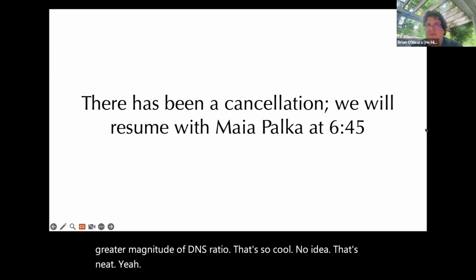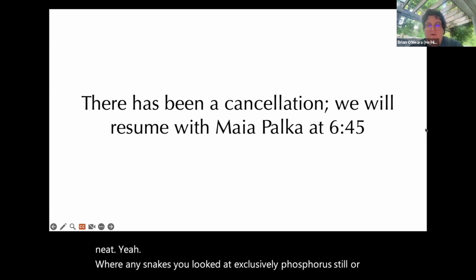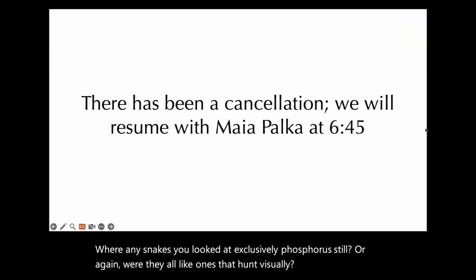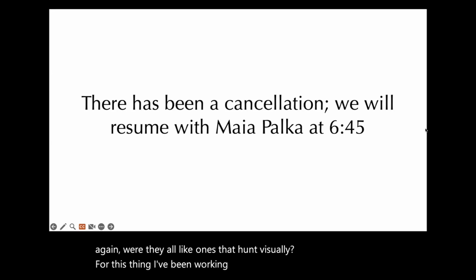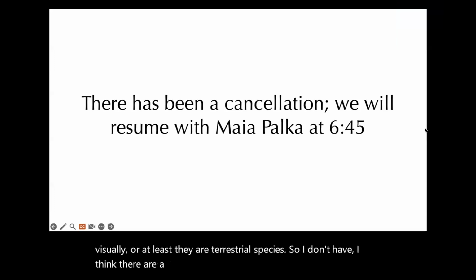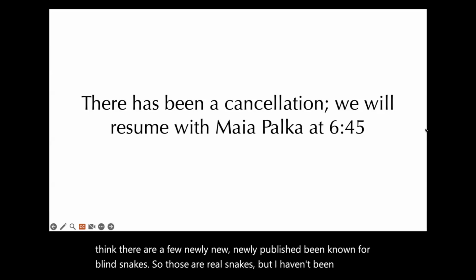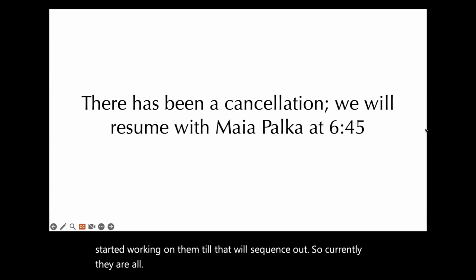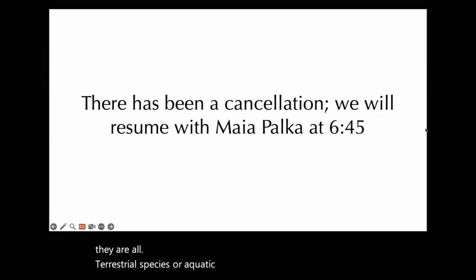Were any of the snakes you looked at exclusively fossorial, or were they all ones that hunt visually? For the snake I've been working on, I think they are all hunting visually, or at least they are terrestrial species. Okay, yeah. I think there are a few newly published genomes for blind snakes. Those are fossorial snakes, but I haven't started working on them to pull sequence out. So currently they are all terrestrial species, or aquatic species. But none of them are fossorial.